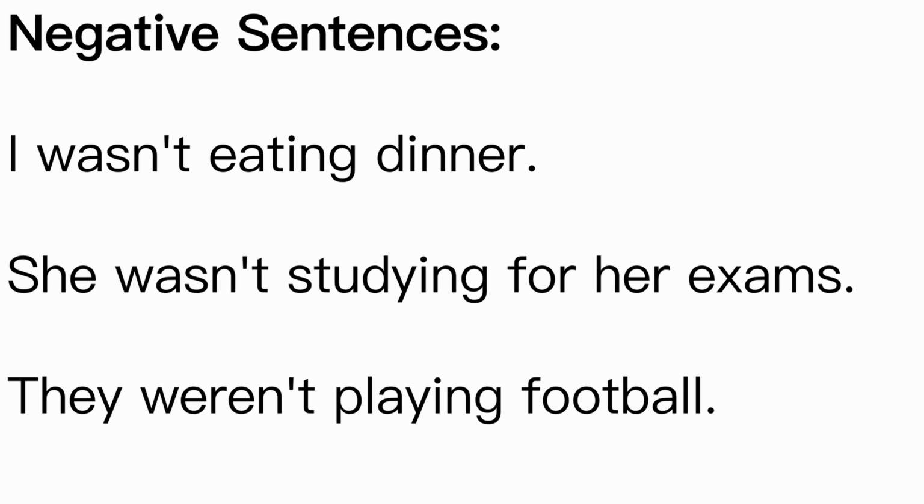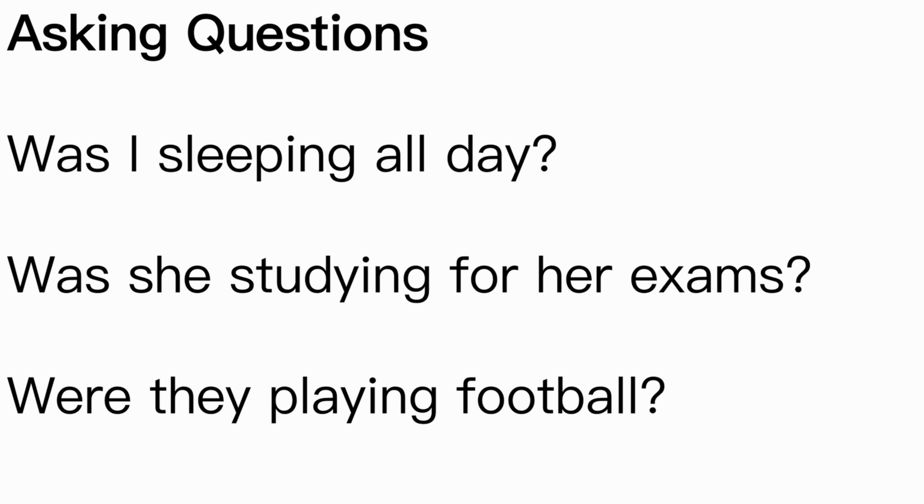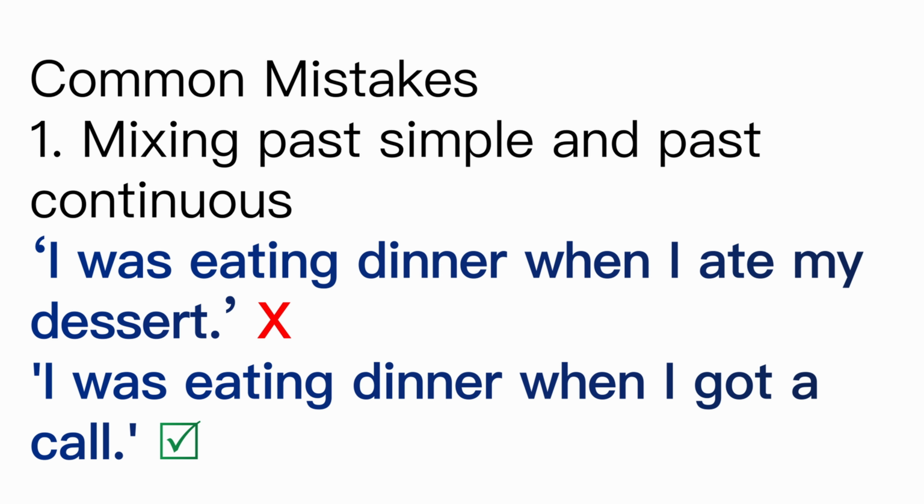I wasn't eating dinner. She wasn't studying for her exams. They weren't playing football. Asking questions is straightforward in the past continuous. Just invert or swap was or were with the subject. Was I sleeping all day? Was she studying for her exams? Were they playing football?